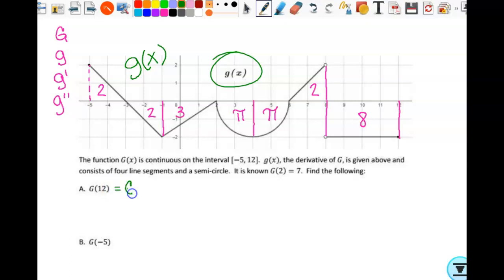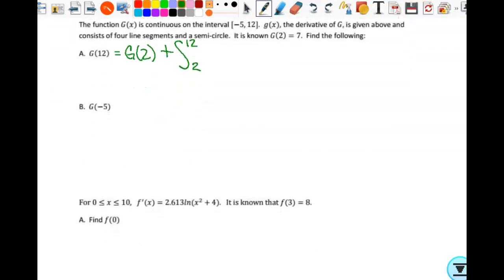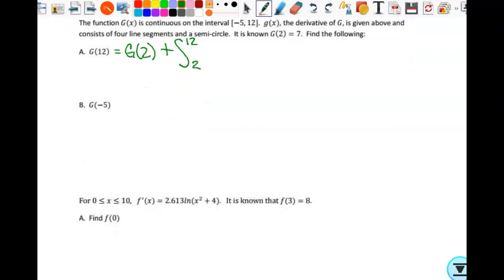So we know we're going to have to start with G of 2, right? And then I have to use an integral. What are the limits of integration here? What would be down here? 2. And this would be 12. And since 2 is on the bottom, is this addition or subtraction? Addition, right? Because that means we're going left to right and not right to left. And so that is the integral of g of x dx.